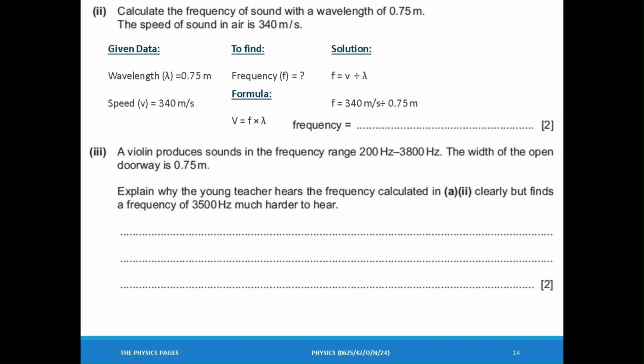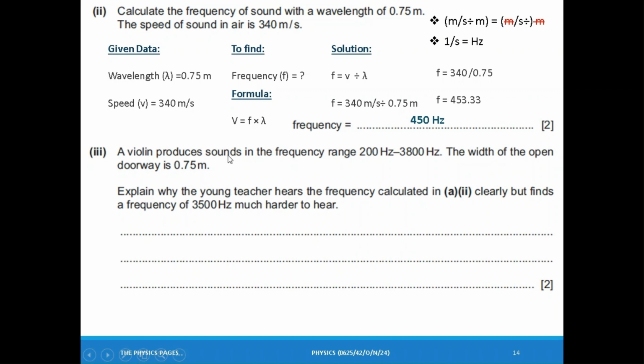Substituting the values, f equals 340 divided by 0.75, which results in 453.33. Solving for the units, meter per second divided by meter gives per second, which is known as hertz. Rounding to two significant figures, the frequency is 450 Hz.